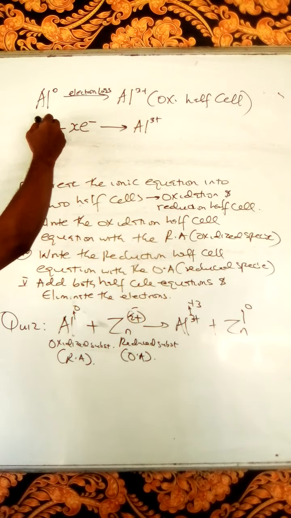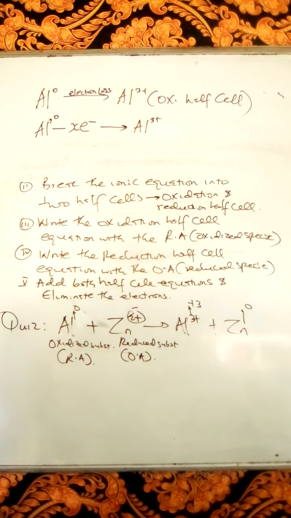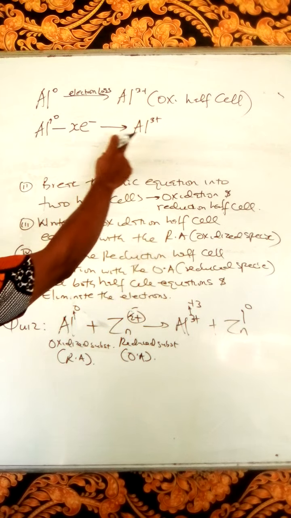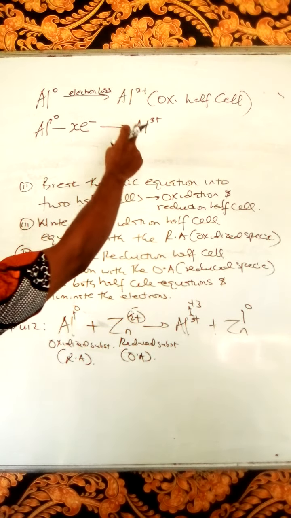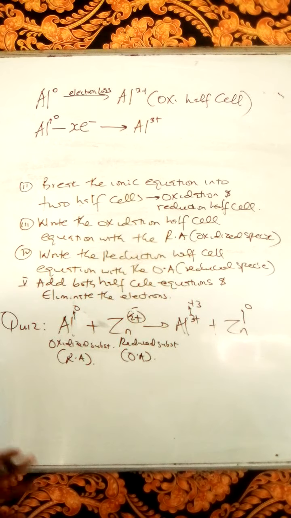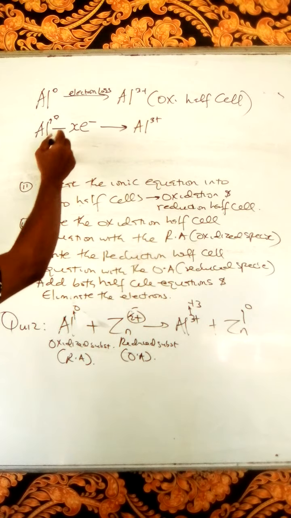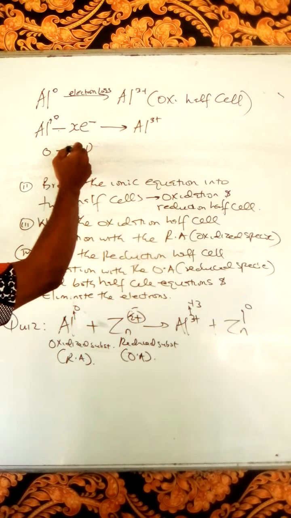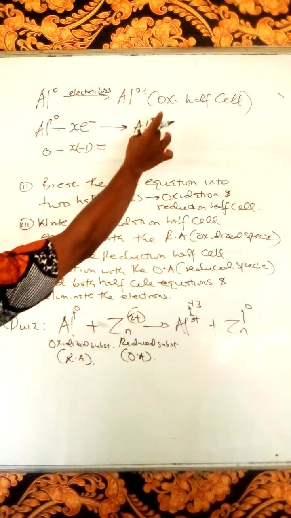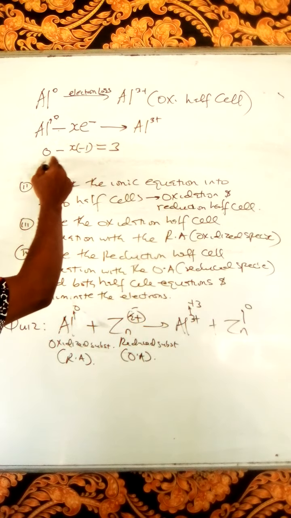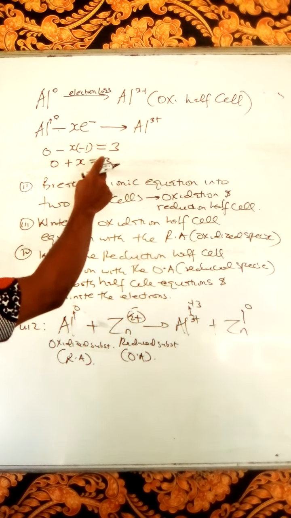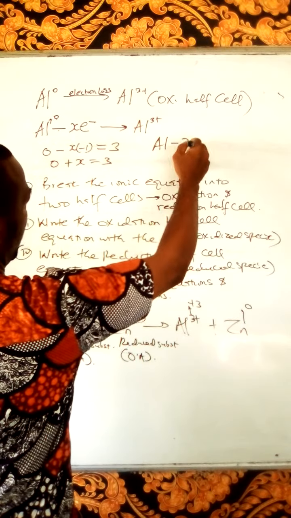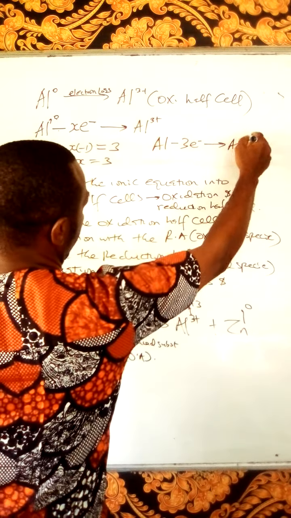The state of aluminium here is 0, being in its neutral or uncombined state. Before we add the charges, the first thing we have to do is to make sure the atoms are balanced. One atom of aluminium here, one atom there, so the atoms are balanced. We now move to the electron. So add the charges: 0 here on aluminium, and on the electron minus 1 multiplied by x, the number of moles in front, equal to the charge here, which is 3. So we now have 0 plus x equal to 3. That means x gives us 3. So the equation becomes Al minus 3e, giving us Al3+.